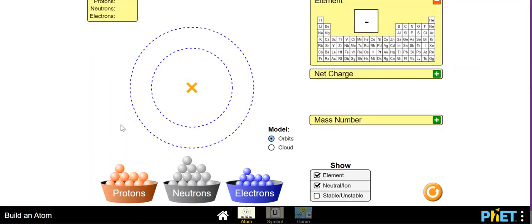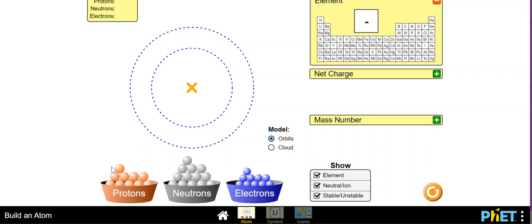So what we have here is the ability to make up different atoms. Now, if we think about the nucleus of the atom, we have two subatomic particles: protons and neutrons. Protons are positively charged and neutrons are neutral. So we can actually build up an atom. Now, what distinguishes one atom from another is the number of protons within the nucleus.